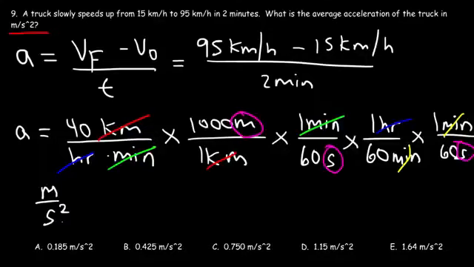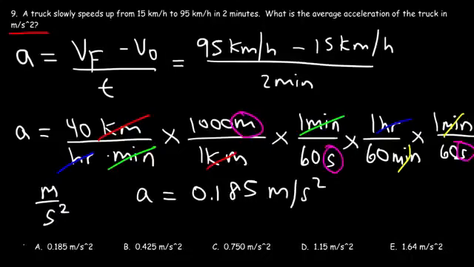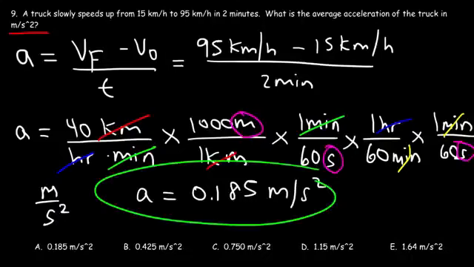So it's going to be 40 times 1,000 and then divided by 60 three times. Or you could say divided by 60 to the third power. So the acceleration is 0.185 meters per second squared. So this is the answer, which correlates to answer choice A.